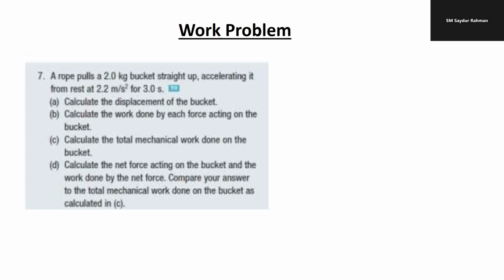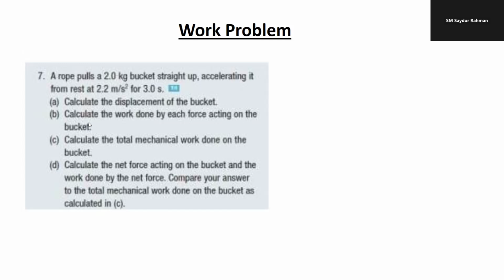Hello. Today we'll do this problem, number 7 from the worksheet that we distributed last week. This is the problem that tells us that a rope pulls a 2 kilogram bucket straight up, accelerated from rest at 2.2 meter per second square for 3 seconds. And we have to calculate the displacement first, displacement of the bucket.